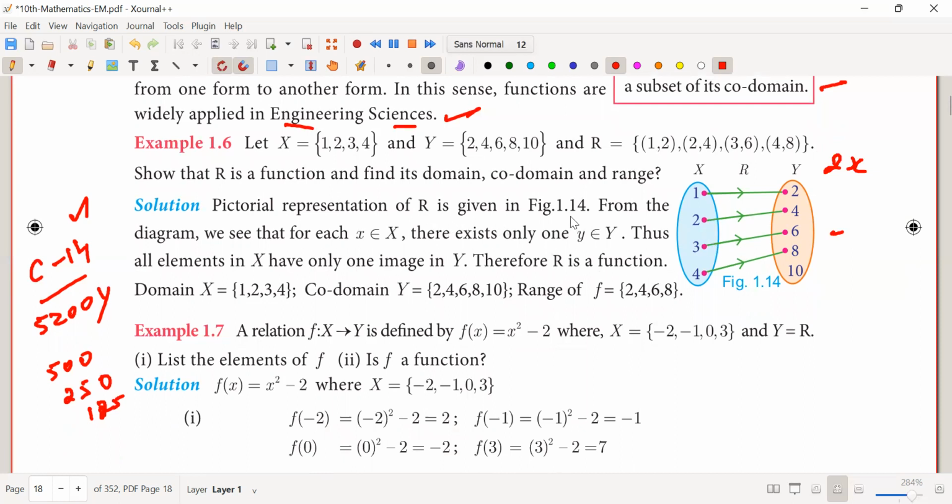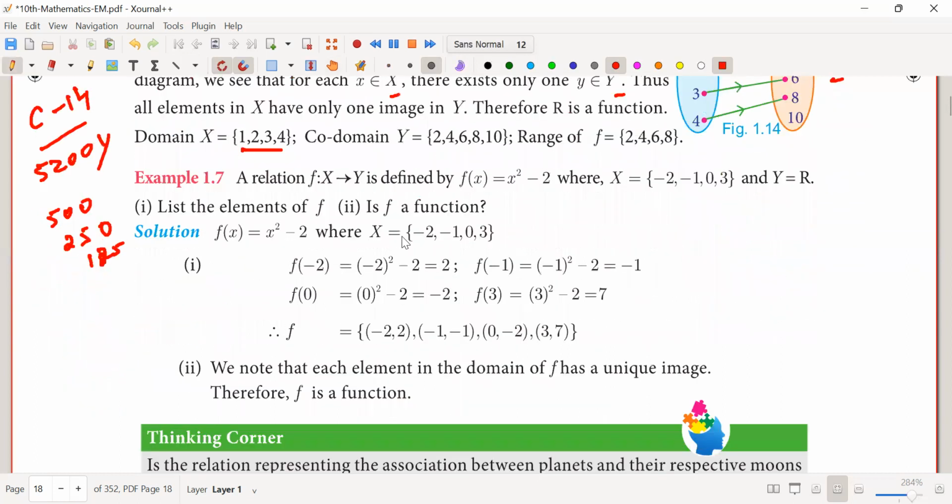R is given by Fig 1.14. From the diagram, we see that for each x in X, there exists only one y in Y. Thus, all the elements of X have one image. Therefore, R is a function. Domain X: 1, 2, 3, 4. Codomain Y: 2, 4, 6, 8, 10. And range only 2, 4, 6, 8.